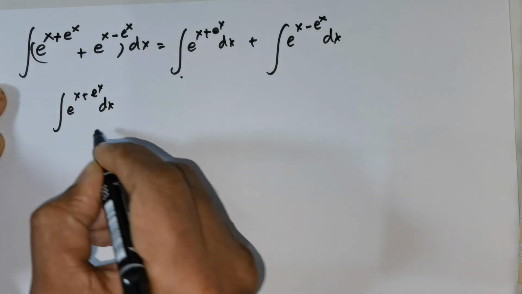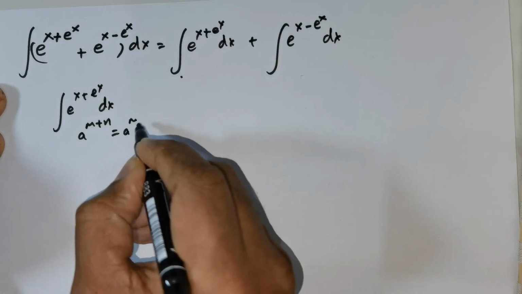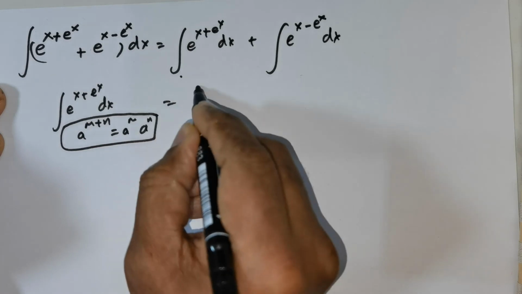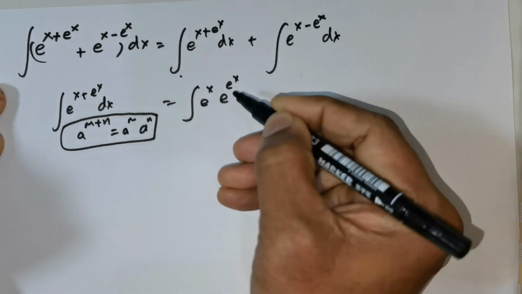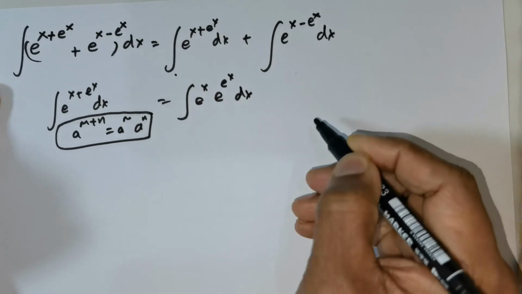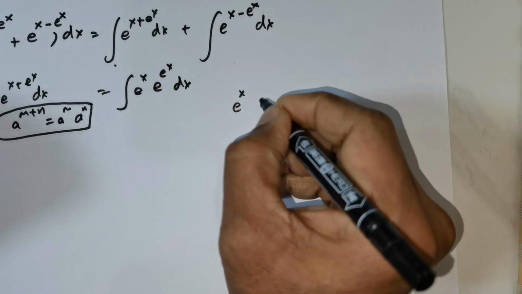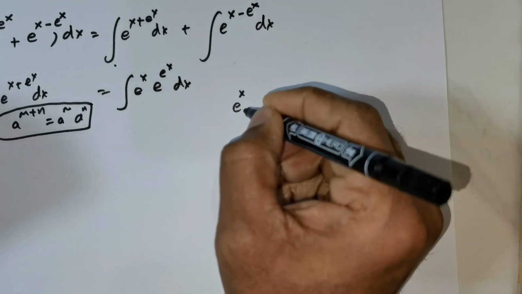Now this is e raised to the power of x plus e raised to the power of x times dx. Now from the law of indices, a raised to the power of m plus n can be written as a raised to the power of m multiplied with a raised to the power of n, right? So this is going to be integral e raised to the power of x times e raised to the power of e raised to the power of x times dx. Okay, fair enough. Now let me take this e raised to the power of x and rewrite it over here.